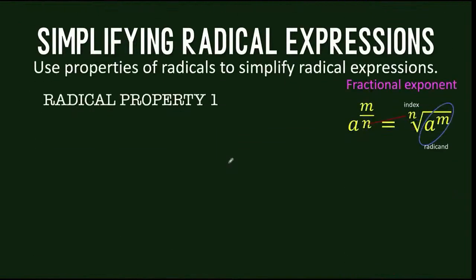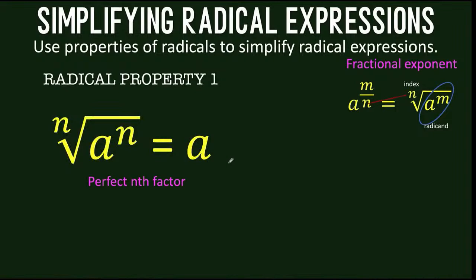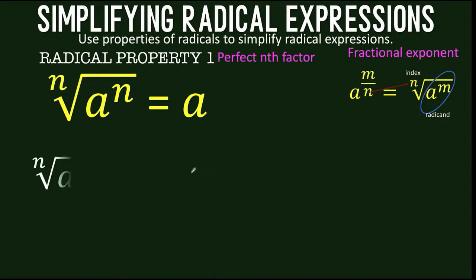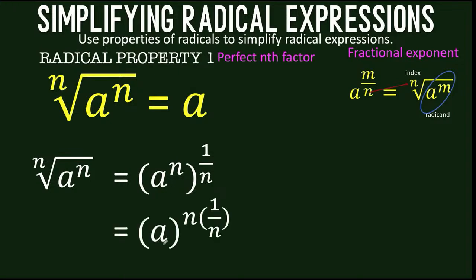Now let's talk about properties of radicals. Let's talk about the perfect nth factor. When we have the nth root of a raised to n, that is equivalent to a. The proof of this is easily seen using the exponential form. We can write this in fractional exponent as the radicand raised to 1 over whatever is the index of the radical. Then applying properties of exponents, this can be written as a raised to the product of n times 1 over n, applying the power rule of exponents.